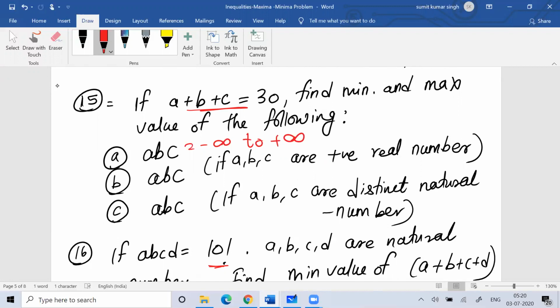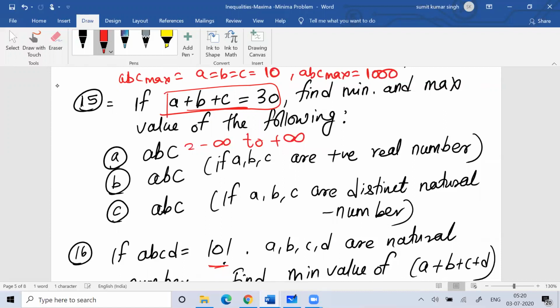And then if a, b, c are positive real numbers, and their sum is 30, the product abc would be maximum when a, b, c are all equal, and they would be equal to 10. So the maximum value of abc would be 1000. Okay, and for the minimum value, they should be positive real numbers, meaning they should not be zero. After zero you can take any value.